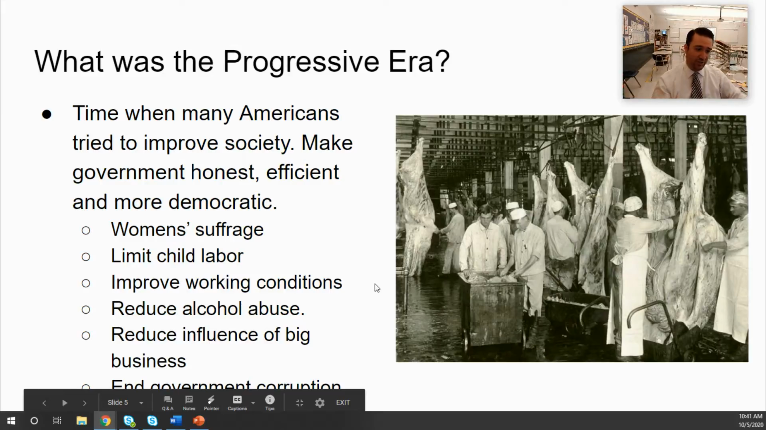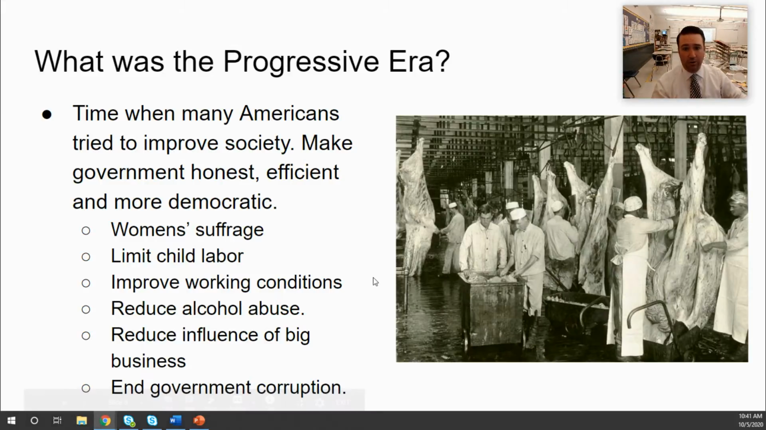Improving working conditions, of course, reducing alcohol abuse, which we talked about was a major, major issue in this country during this era as we're industrializing. Reducing big businesses and the influence of big businesses in general. That's something they were looking for. Ending government corruption, which was very prevalent in the cities, but also at the state level, where you have state officials that were being bribed by some of these wealthy and powerful businesses to pass laws that were beneficial to them, but not necessarily to the greater good or for the common man, so to say.